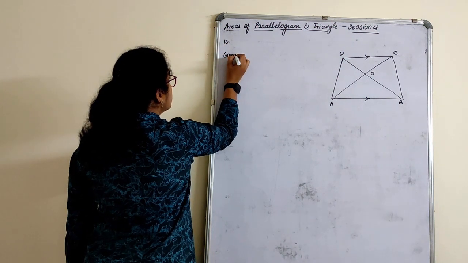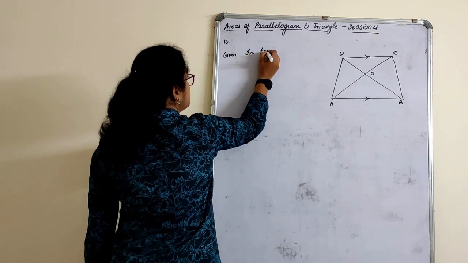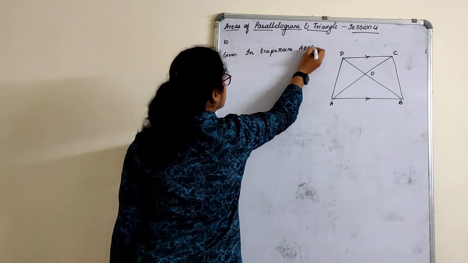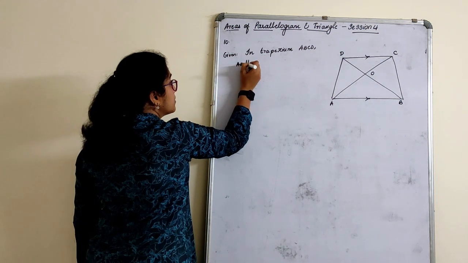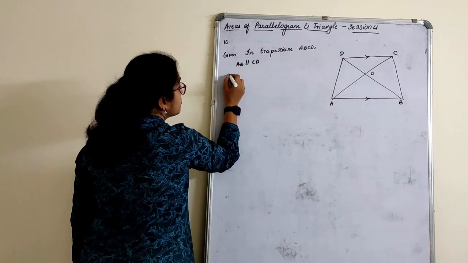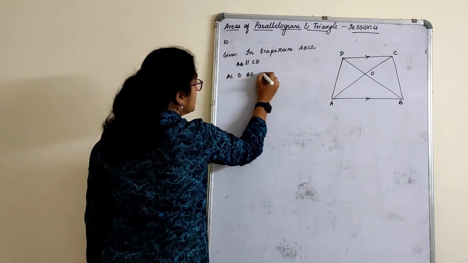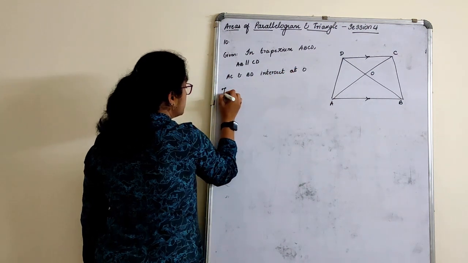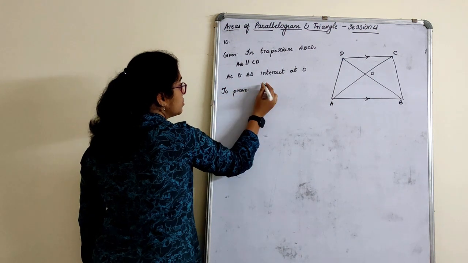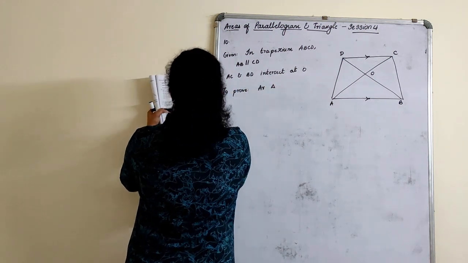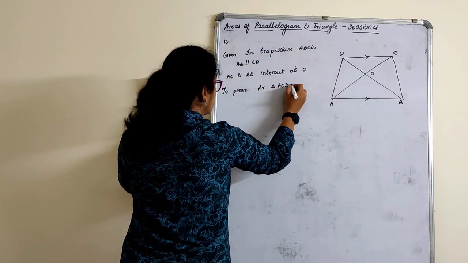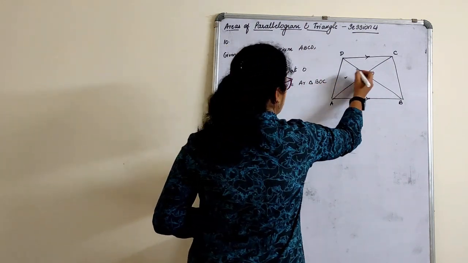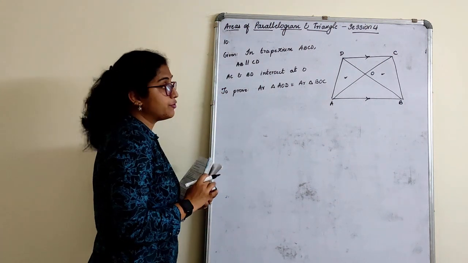Given in trapezium ABCD, AB is parallel to CD, AC and BD intersect at O. To prove, area of triangle AOD is equal to area of triangle BOC. What we have to prove it here.